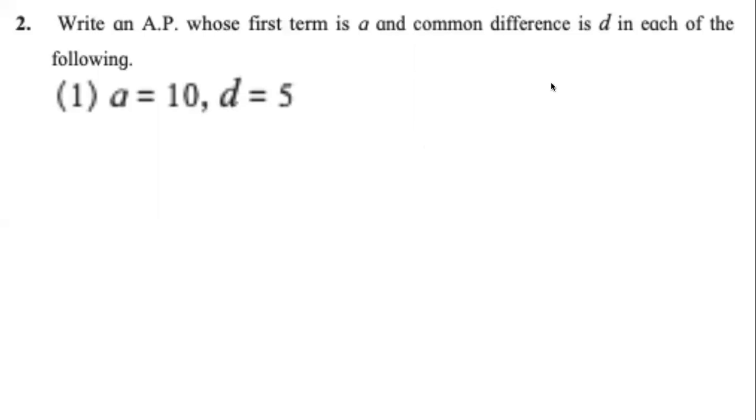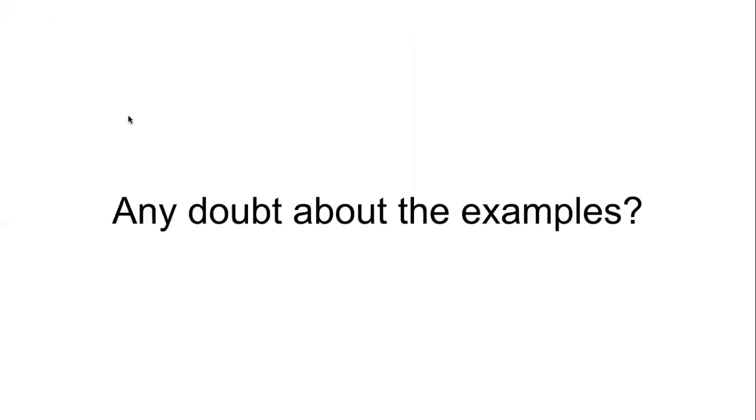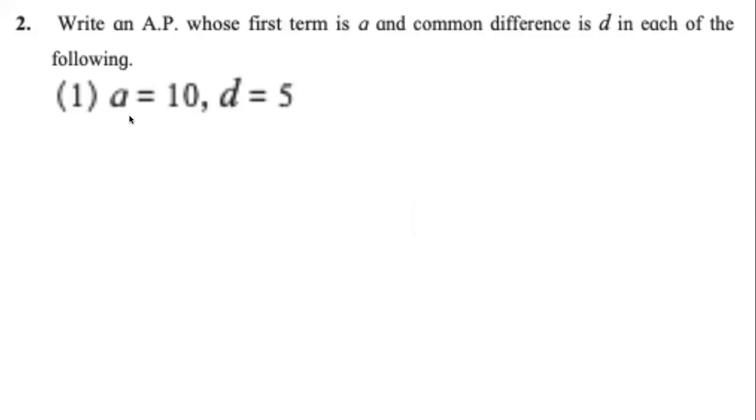As we understood, this is a creation type of question. The first term is given. The common difference is given. We have to form the AP, that is, find the terms of the AP. So we have to find T1, T2, T3, T4, T5, some of the terms that we can show. Our T1 very easily is A. This is by definition. It is 10.